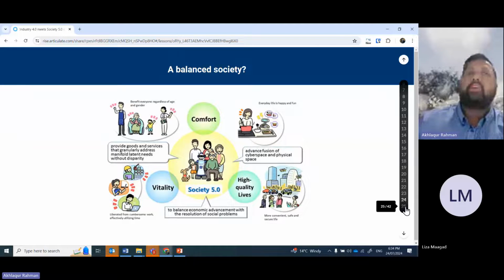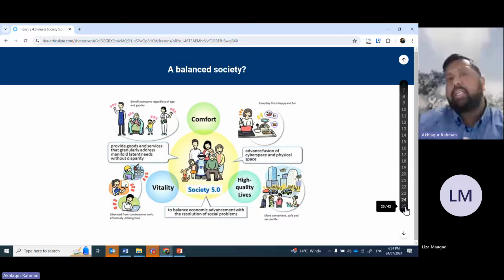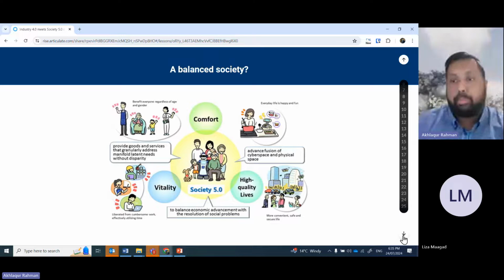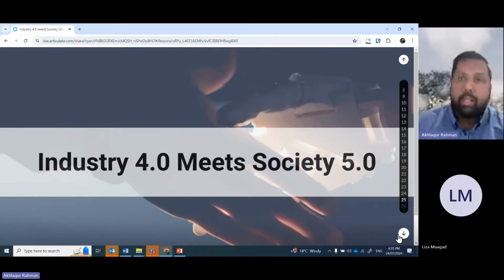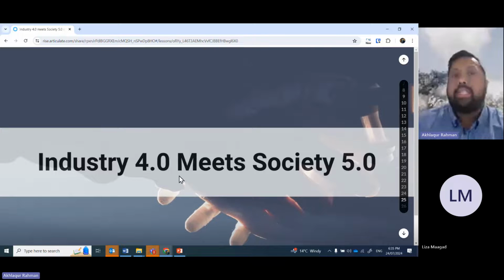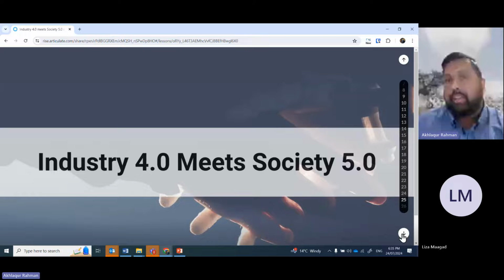It's basically technology at a societal level, and how those can be integrated all across so that that can actually be possible. So this is where we start discussing Industry 4.0 and how that meets with Society 5.0.